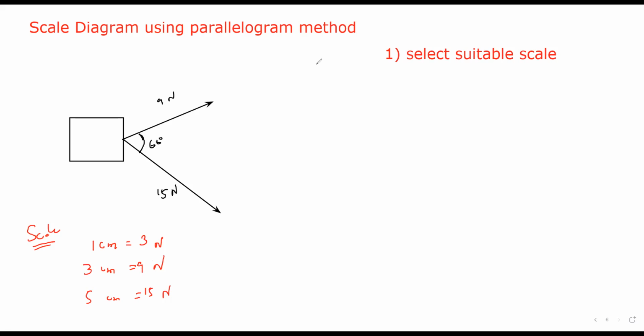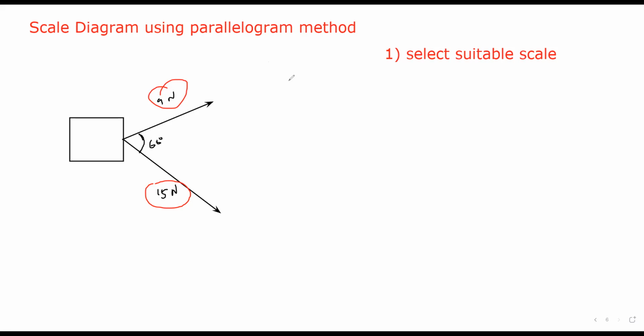Look, what happens in a scale diagram: the question is, there is a force of 9 Newton and there is a force of 15 Newton, and they make an angle between them. Sir, is this scalar or vector? This is always a vector diagram, used for vector quantities. For scalar quantities, directions are not there, so we don't use it.